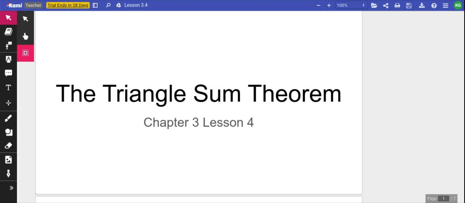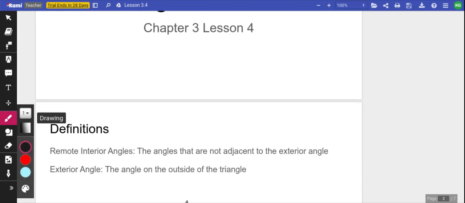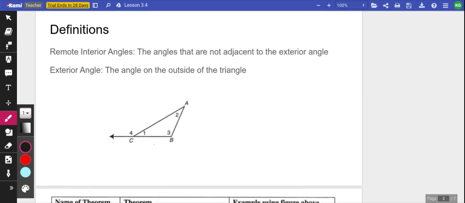Chapter 3, Lesson 4, the triangle sum theorem. So here are two definitions we're going to need in order to do the triangle sum theorem. We have to be able to label remote interior angles. Interior tells you that they are going to be inside the triangle, and the remote ones mean kind of like away. Angle 2 and angle 3 in this picture are the ones on the inside of the triangle, but they are not adjacent to the exterior angle. The exterior angle is the angle on the outside of the triangle.